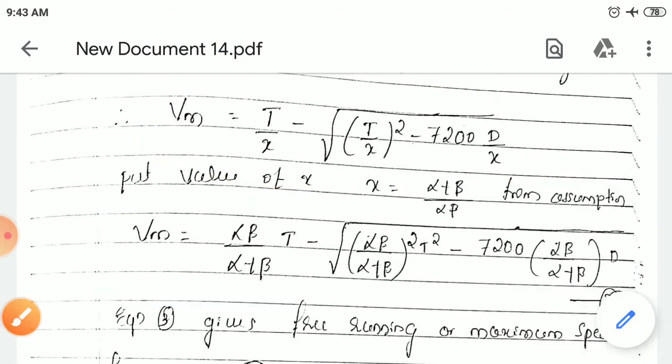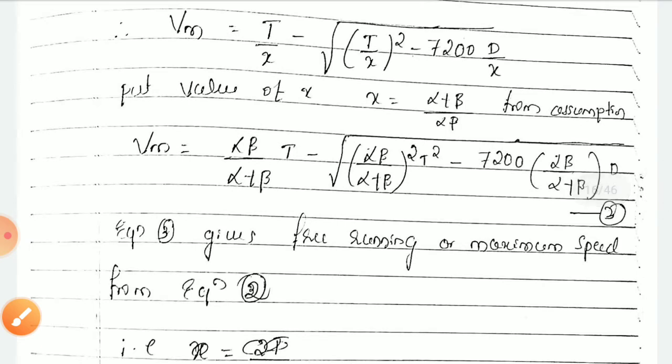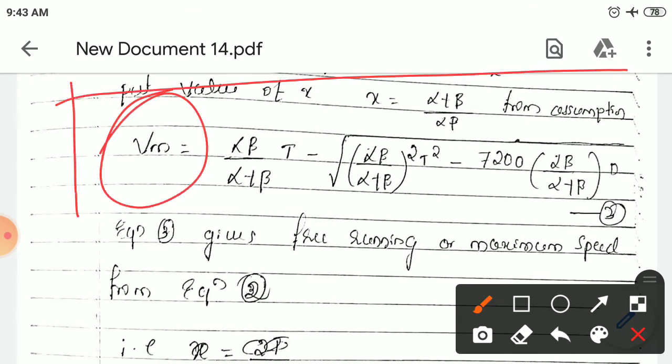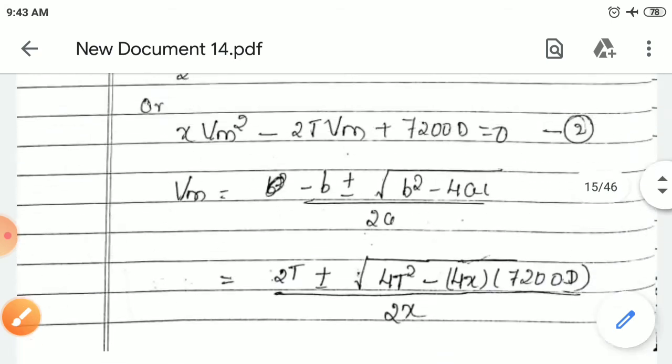So equation number 3 gives you the crest speed or maximum speed of a train. To calculate the maximum speed, this is the equation. If you want to calculate the maximum speed in case of a trapezoidal speed time curve, this is the equation. Equation number 3 gives you the maximum speed of a train. Next, from equation number 2, you can see which is equation number 2.